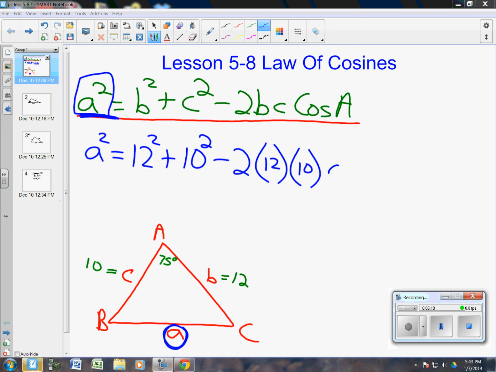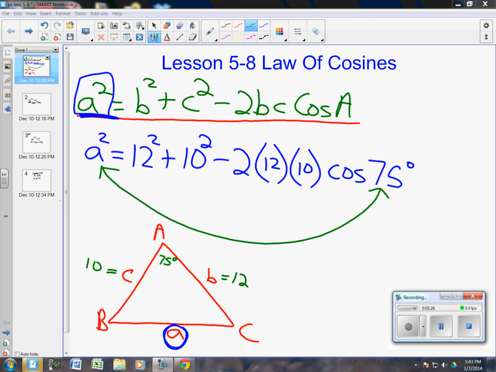Times the cosine of your angle that you're given, which was 75 degrees. Remember, I explained that the angle that you're given and the side you're going to solve for, the side opposite of it, are those two numbers right there. They're always the first and the last number in that law of cosines. So we're going to solve this equation.